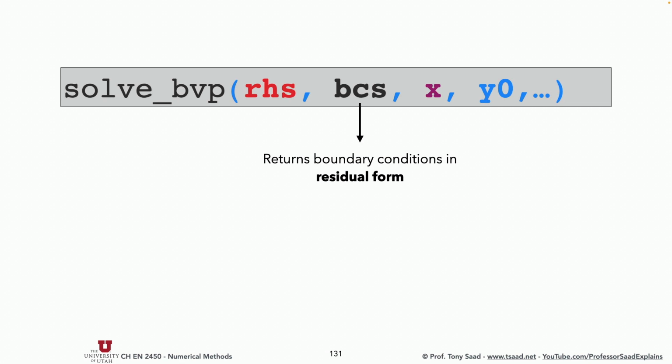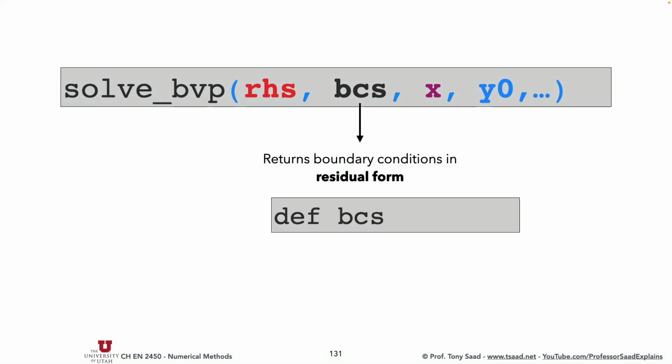But it doesn't end there. Interestingly, the way they programmed this is that BCs has to take a very specific input form, and by definition, that's what they require us to do. We have to define BCs as a routine that takes in YA and YB. These are values passed on by Python. I'll explain to you what they contain.